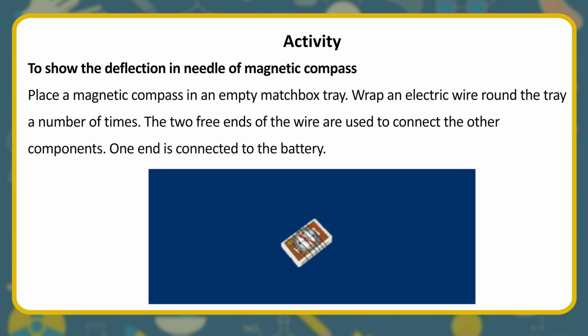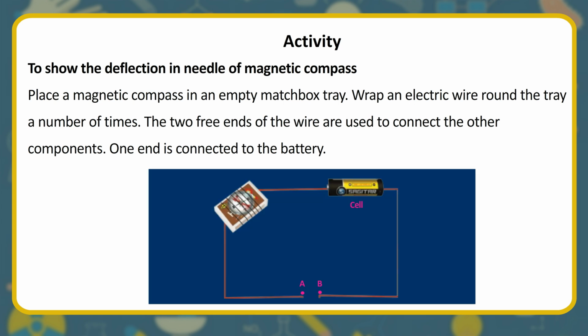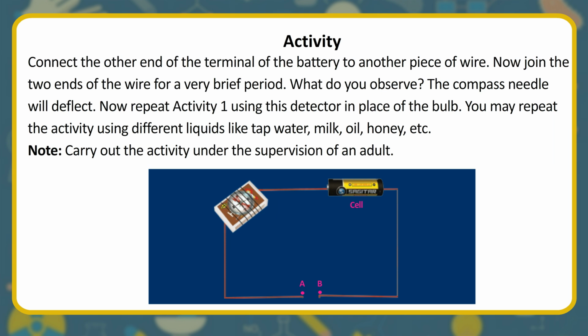matchbox tray. Wrap an electric wire round the tray a number of times. The 2 free ends of the wire are used to connect the other components. One end is connected to the battery. Connect the other end of the terminal of the battery to another piece of wire. Now join the 2 ends of the wire for a very brief period. What do you observe? The compass needle will deflect.